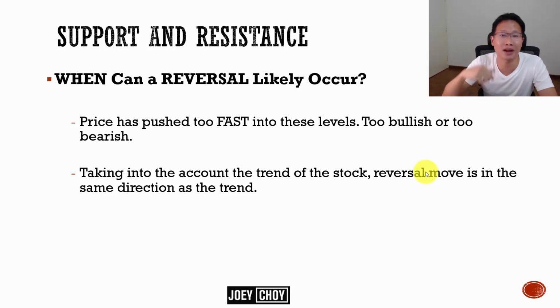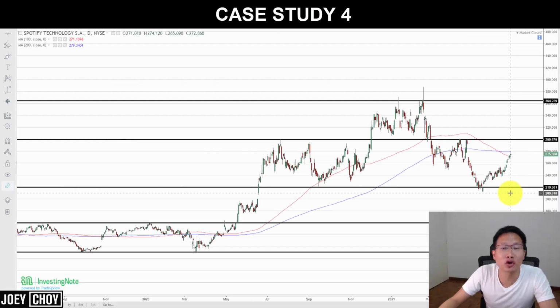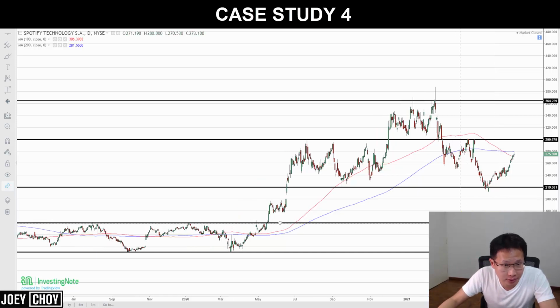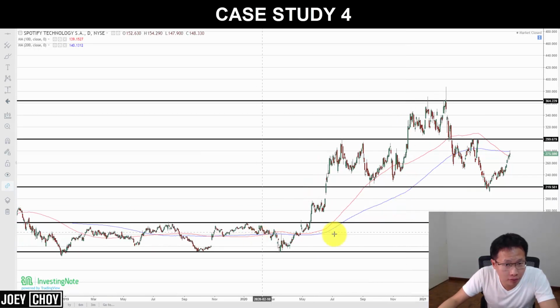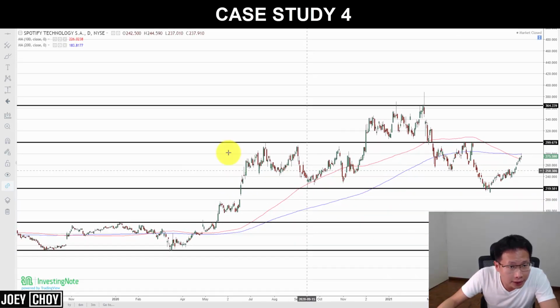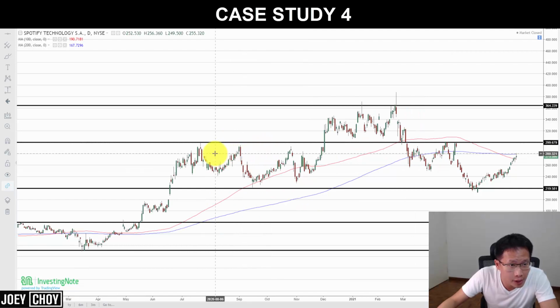So let's take a look at some live case studies right now to make sure we seal in all these points. Okay, so let's take a look at this case study again on Spotify and see if we can spot any reversal from the support and resistance lines that we have drawn previously, right? So this is what we have drawn, the horizontal support and resistance lines. So let's see if we can spot any reversal, right? So I think this would be right over here. I think that would be where we can spot it.